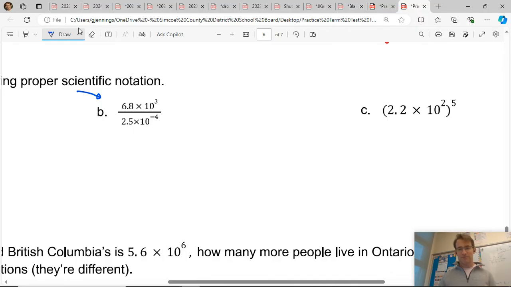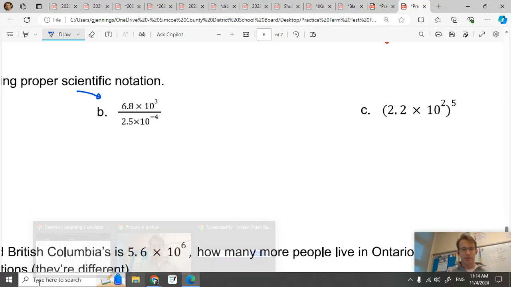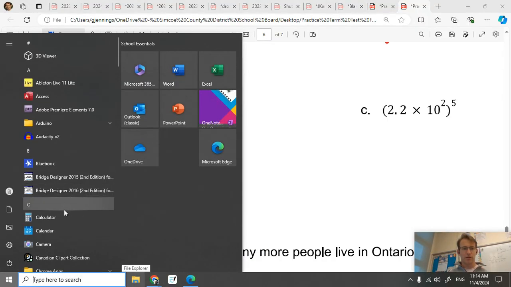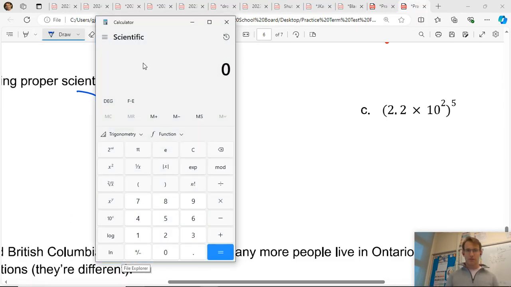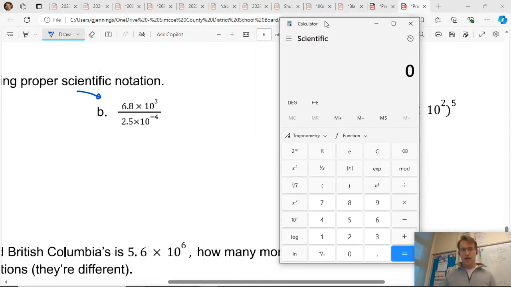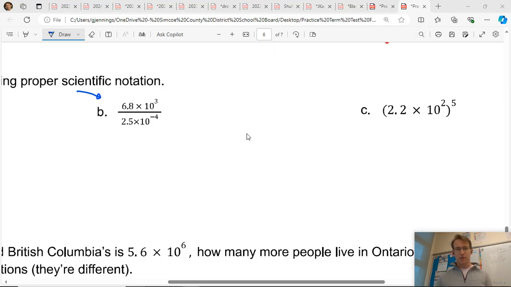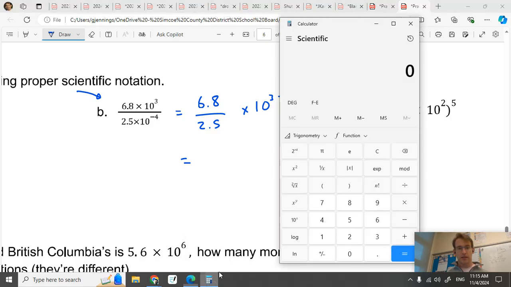Next, this one here. Calculator problem if I ever did see one. I can do it, but I don't want to, and I don't want to teach you how to do it, so I'm just going to do it on calculator. I would write it as 6.8 divided by 2.5. How many times is 2.5 going into 6.8? It's a little more than 2, but not that much more. And then here I'm going to be multiplying by 10 to the 3 minus, because I subtract the exponents in this case, minus 4 on the bottom. So that's equal to whatever the result of that is.